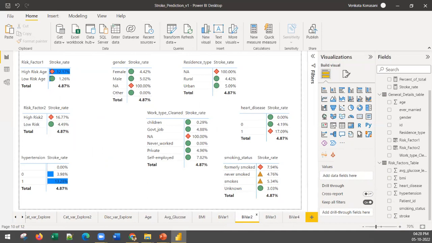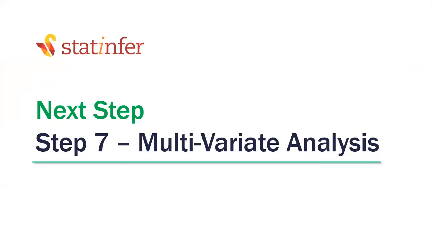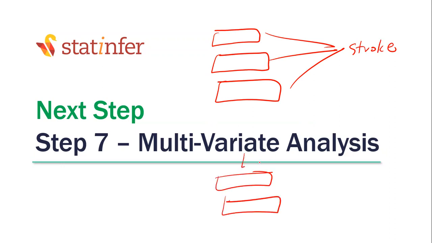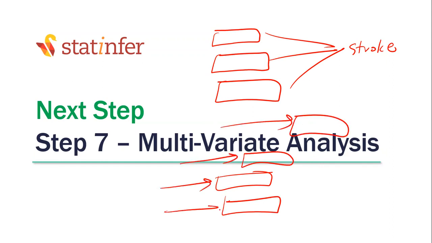That's the bivariate analysis. What is next? Next is multivariate analysis. What do you mean by multivariate analysis? Multiple variables versus target. If age is in this band, if the person has heart disease, if BMI is in this band, does it impact stroke? Two, three variables put together. If variable 1 takes this value, variable 2, variable 3, variable 4 take these values, if the customer falls into this segment, there is a high chance for him to get stroke.